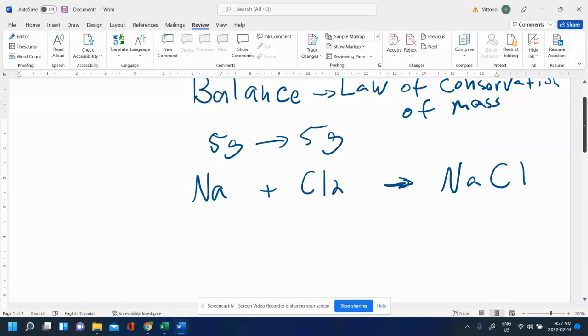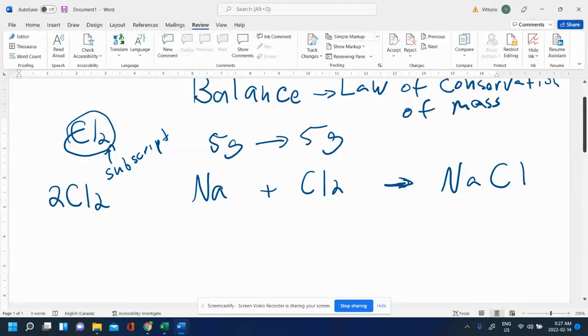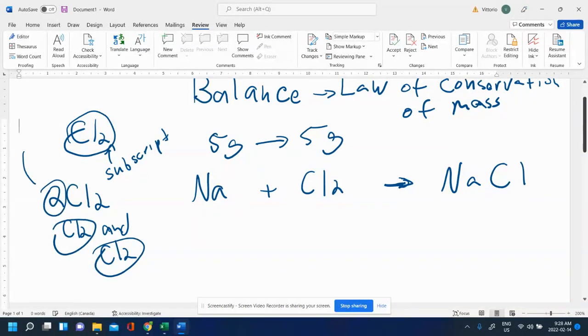And what I want to point out is that when you have a chemical formula like Cl2, this small number over here is called the subscript. What that means is that in Cl2, there are 2 chlorines. But then what you can also do in an equation is put a big number in the front. So for example, if I put 2 Cl2s, that means there's Cl2 and then another Cl2, so you have 2 of those. That's what that big number means, and it's called a coefficient.